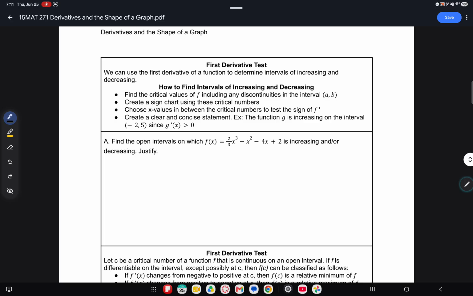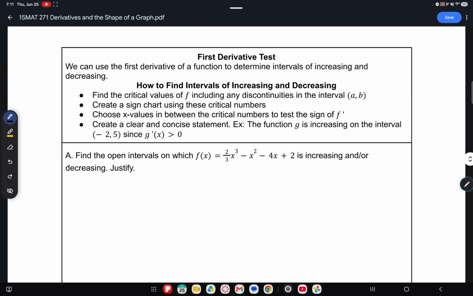So the first derivative test, this is going to help us find where the function is increasing and decreasing. So how do we find it? We need to find the critical values of the function. And that includes any discontinuities. Then we want to create a sign chart using these critical numbers. And we want to choose x values between these critical numbers to test for the sign of the derivative. If it's positive, then the function's increasing. If it's negative, then the function's decreasing.